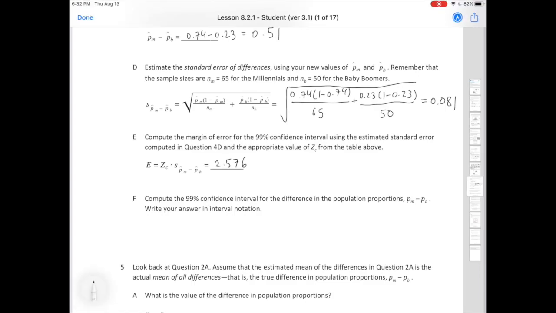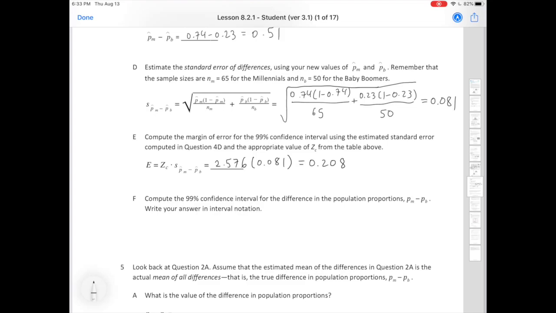2.576 times the standard error. So I'm just going to multiply this by 0.081. If I multiply this on my calculator, I get 0.208. So this would be the margin of error.